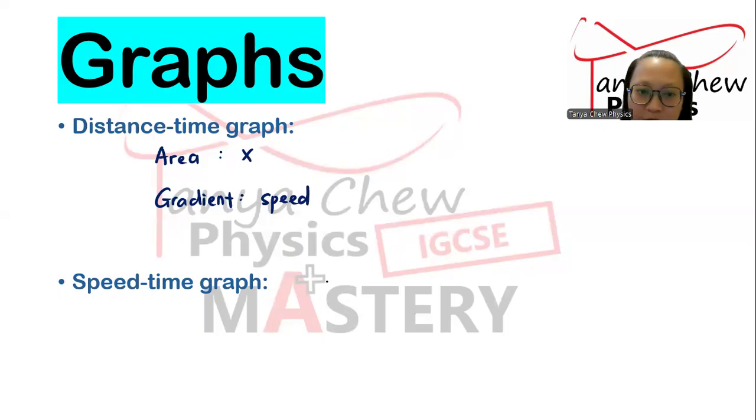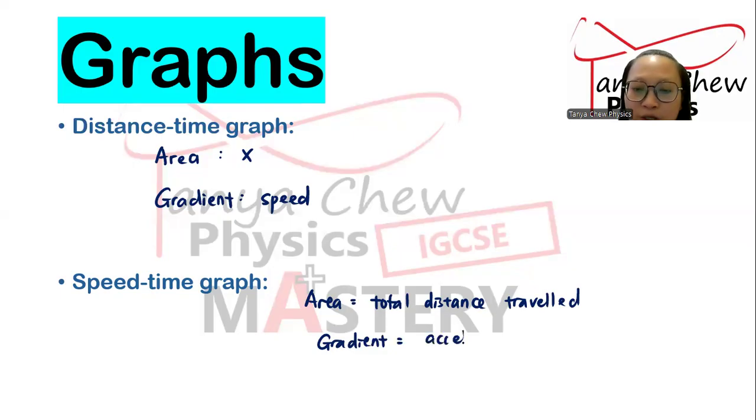If a speed time graph is given, the area under the graph represents total distance traveled. The gradient of the graph represents acceleration. If you ask me to compare the distance time graph and the speed time graph, I will say that the speed time graph is more popular. Why? Because you can obtain more information from the graph. You can find the area of the graph, you can find the gradient of the graph. But for the distance time graph, you can only focus on the gradient.